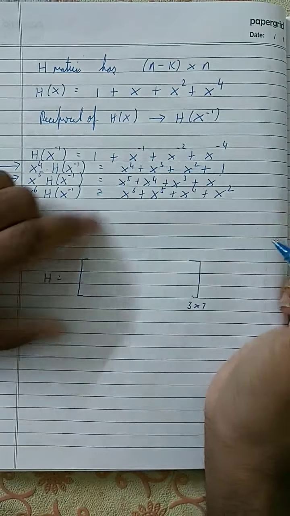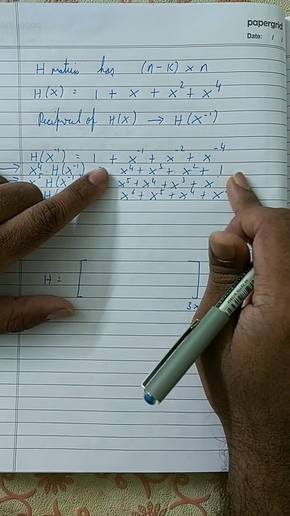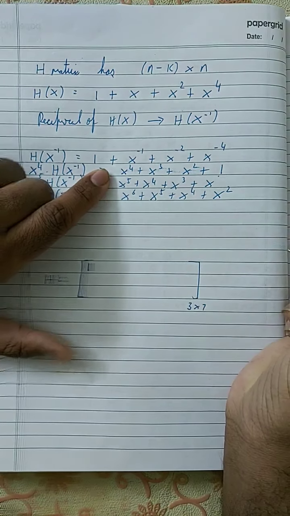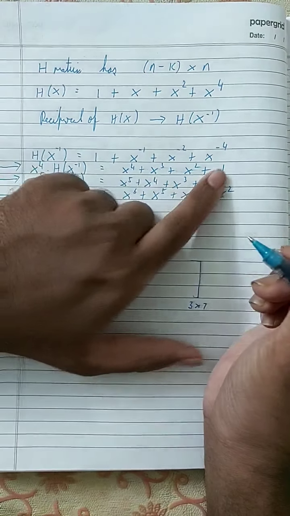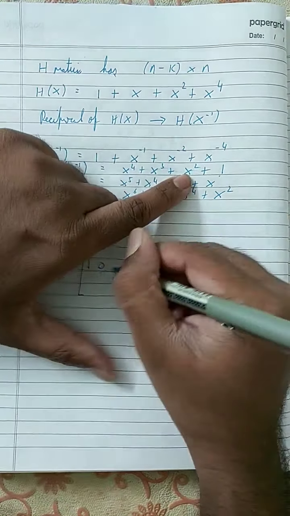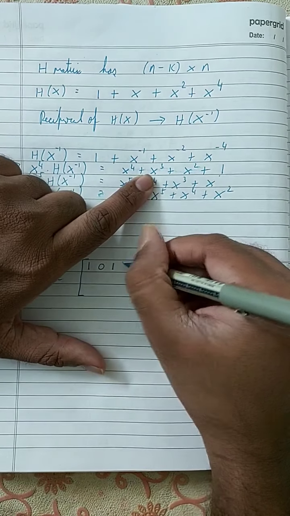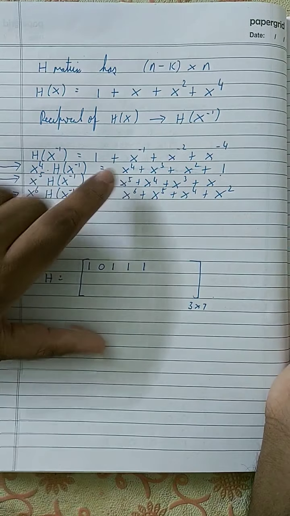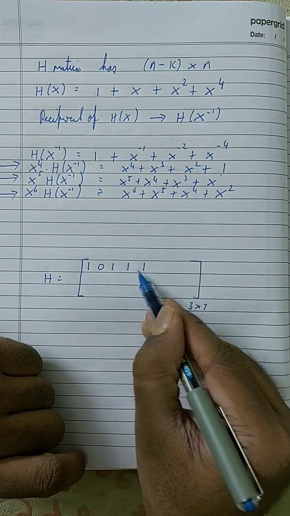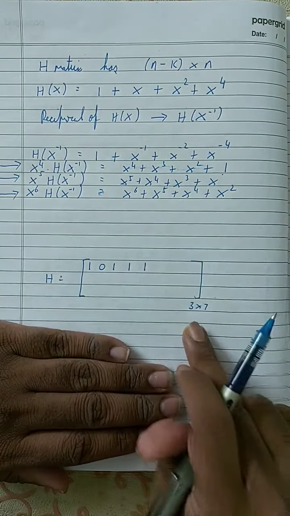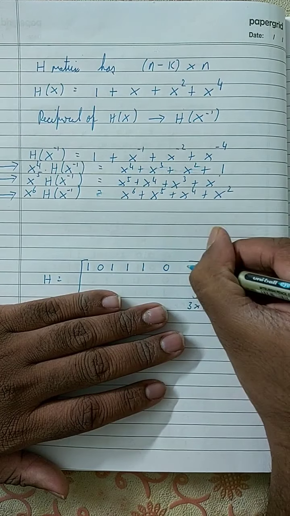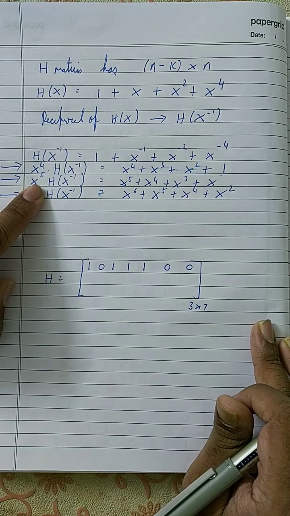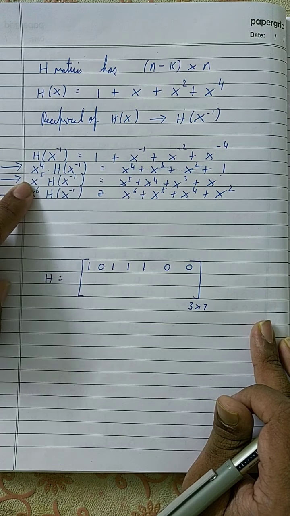So here the coefficient of x raised to 0 is 1. The coefficient of x is 0, right? The coefficient of x square is 1. The coefficient of x cube is 1. The coefficient of x raised to 4 is also 1. Okay? 1, 2, 3, 4, 5, which means there should be 7 columns, right? Which means you need to put 2 more zeros over here. This is the first row. Then look at the second row, x raised to 5 into h of x inverse. This is your second row.